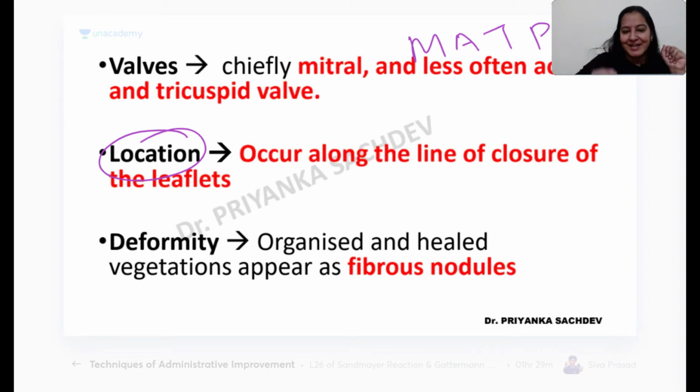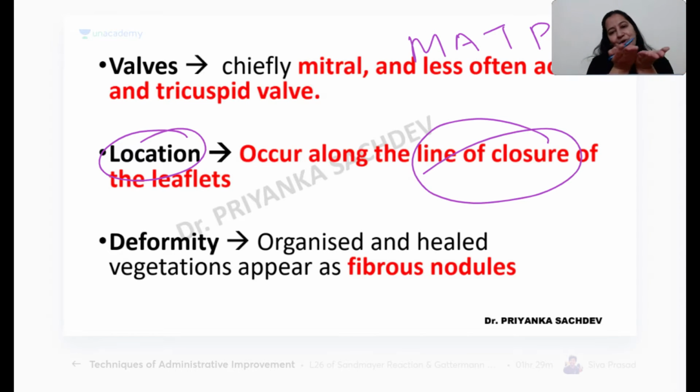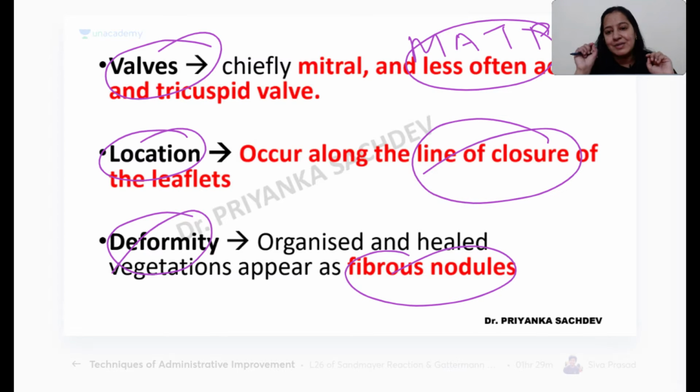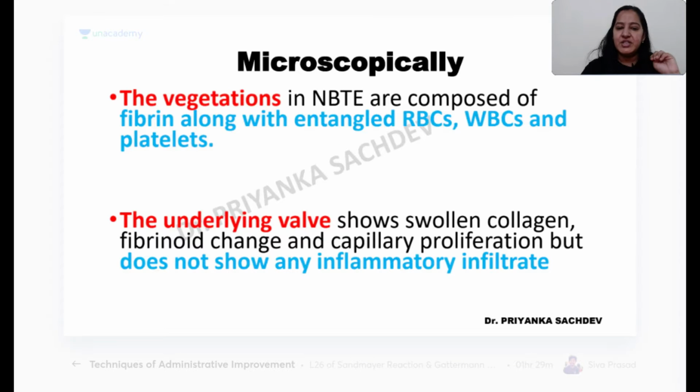Location is also the same as that of rheumatic, that is along the line of closure. So you know what the location is. It is along the junction of the cusps or leaflets, at the line of junction. So location and valves both are the same as that of rheumatic. Deformity, they form fibrinous nodules. In rheumatic fever there was fish mouth or buttonhole deformity. Here it is fibrinous nodules. So we are done with the vegetations here.